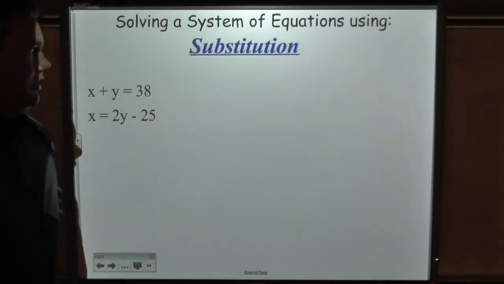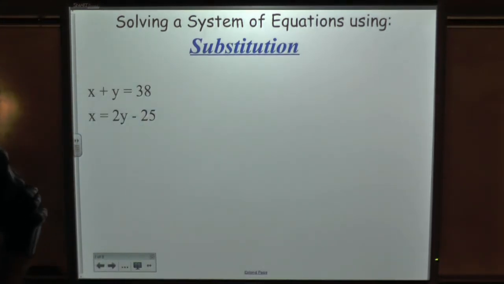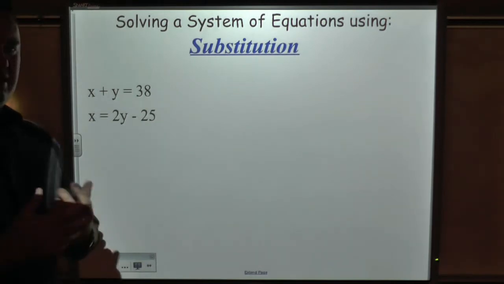Hello, ladies and gentlemen. Today what we're going to talk about is the second method that we want to use to solve a system of equations.